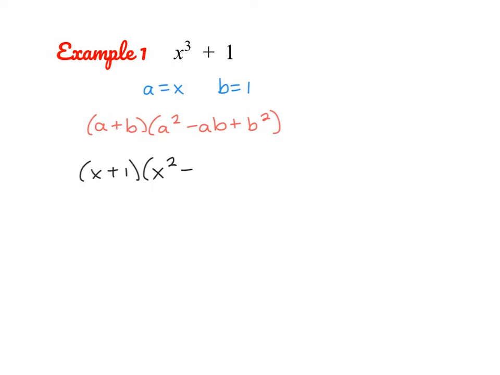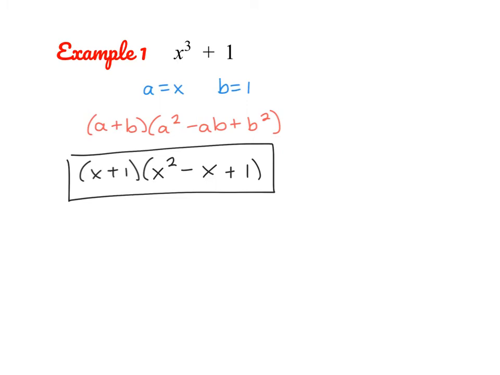And then here we have a times b, which is x times 1, and then plus b squared. 1 squared is just 1. And now it is fully factored. And if you did this correctly and you checked from the beginning for a GCF, this should always be your final answer. You should not be able to factor either parts more. And again, that's only if you check for a GCF at the very beginning, but you should be done after you use your sum or difference formula.